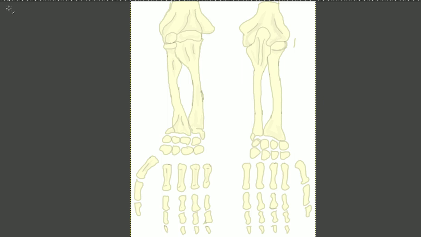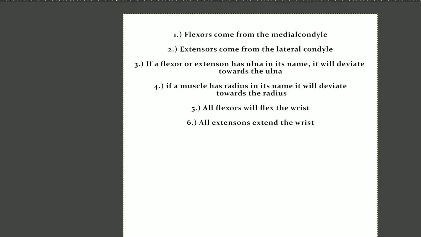Alright guys, so let's go ahead and look at the muscles of the forearm and the hand. When it comes to the muscles of the forearm and the hand, there are 6 golden rules that will basically give us this entire lecture and topic. Those rules are: 1. All flexors come from the medial condyle.